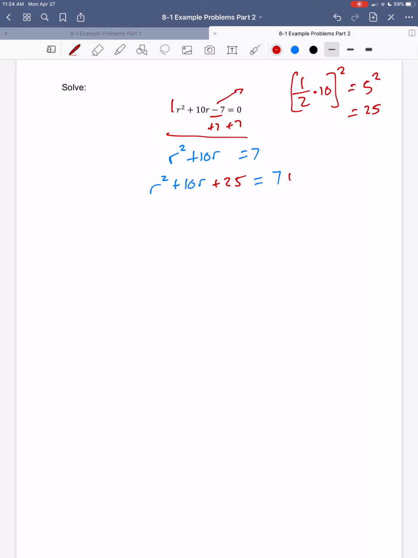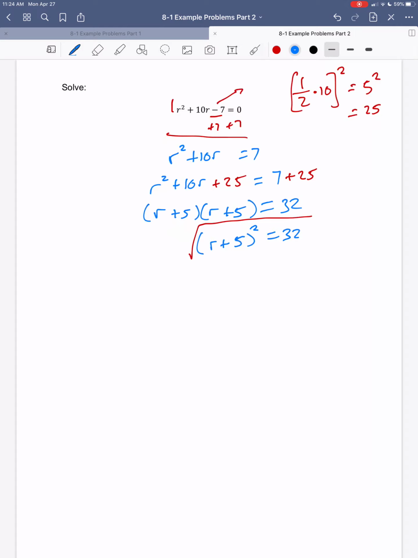7 plus 25. And now if I've done everything correctly, this should factor as the same thing twice. R squared is r times r. The 25 came from 5 squared, so 5 times 5. And to get this positive 10r, they're both going to have to be plus. 7 plus 25 is 32. So this is a perfect square. I have the same thing twice. And I solve that then by using the square root property. I just take the square root of both sides.